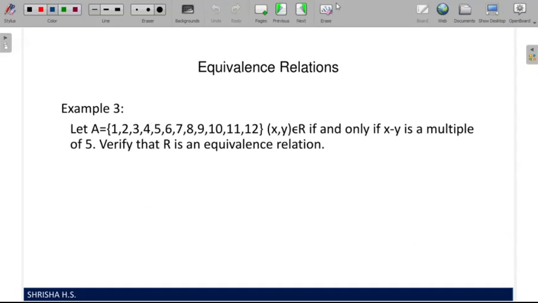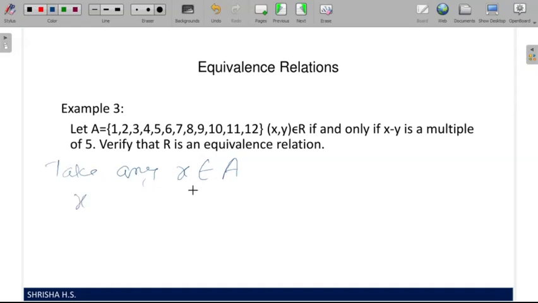Example 3, A equal to 1 to 12. x comma y belongs to R if and only if x minus y is a multiple of 5. Verify that R is an equivalence relation. Take any x which belongs to set A. So it may be 1, 2, 3, 4, anything.